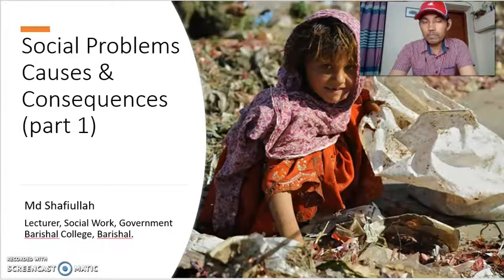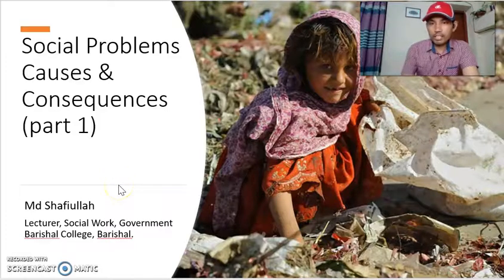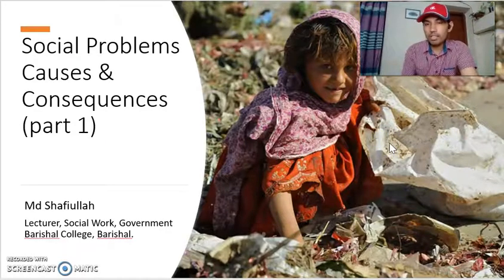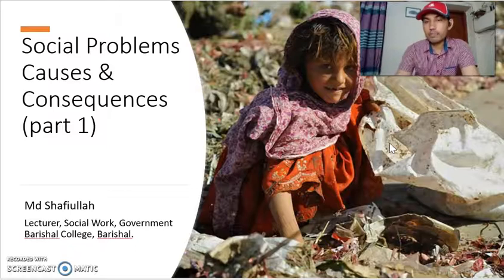This is part one. As you can see on the cover page, a girl is picking some leftovers from a dustbin. This is the severe situation of social problems. It indicates the girl is deprived of her education, her livelihood, her good living, etc.